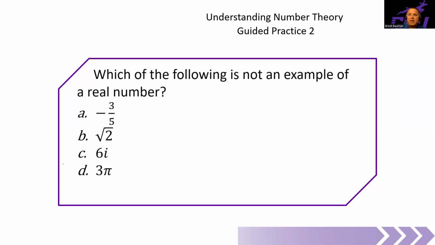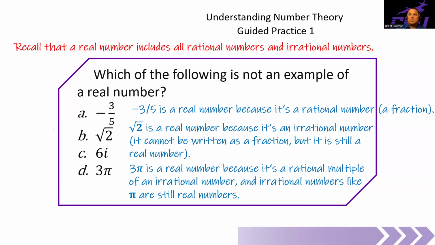So let's look at this, and I sort of typed it all out nice for us so we can look at it. And so the first one, A, negative 3/5. This is a real number. It's a rational number. It's a fraction. So that one should be eliminated pretty quick from your options. B, the square root of 2 is an irrational number. If you remember, that's going to continue on forever. It's not going to have a pattern, so you can't put it into a fraction, but it's still a real number.